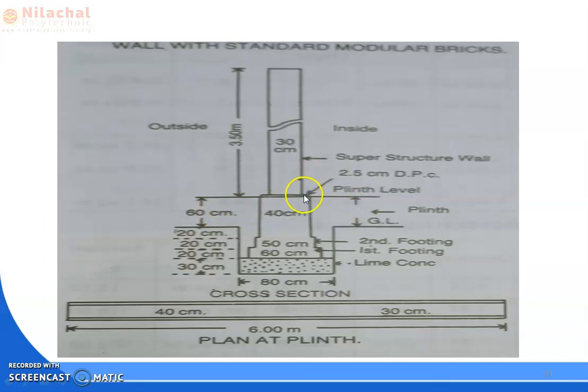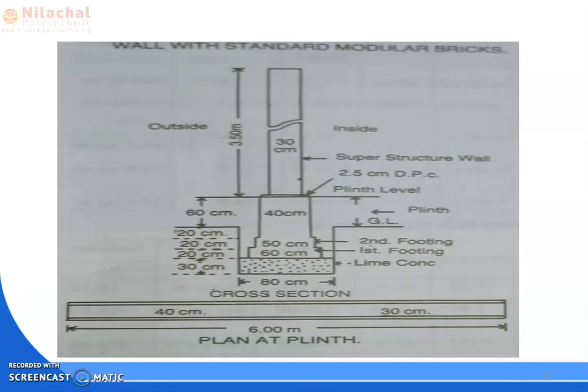After that a 2.5 centimeter DPC is provided, okay. DPC means damp proof course. The specification is already given in the question. After the DPC, a 30 centimeter thick wall is provided which has a 3.50 meter height. It is known as the superstructure. The wall above plinth is the superstructure, and below plinth we consider it as the substructure, okay.